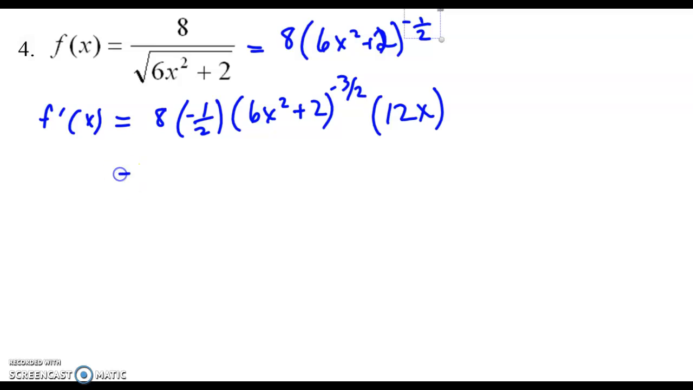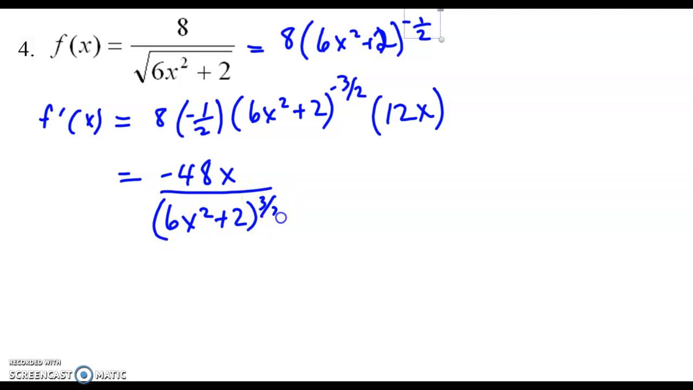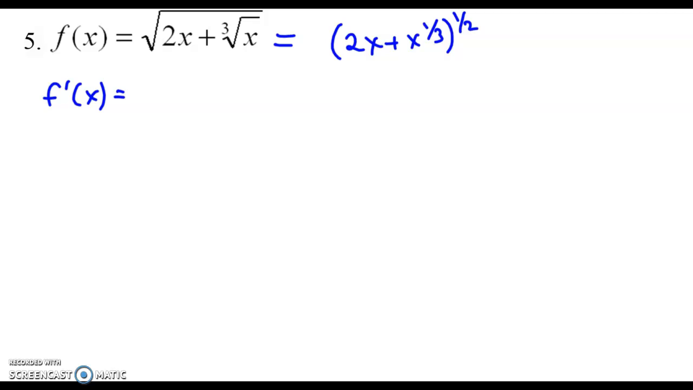Okay, and then we simplify. 8 times negative a half would be negative 4, times 12 would be negative 48x, all over, because I know this is moving to the denominator because of the negative exponent, 6x squared plus 2, and to the power of 3 over 2. We're going to leave it. This looks better than putting the square root sign around everything cubed. Good. And the last one, number 5.